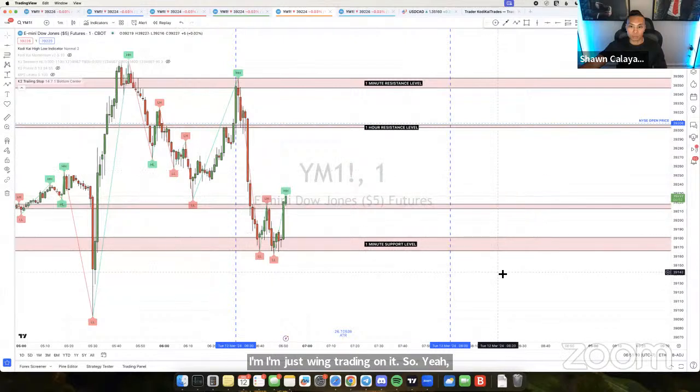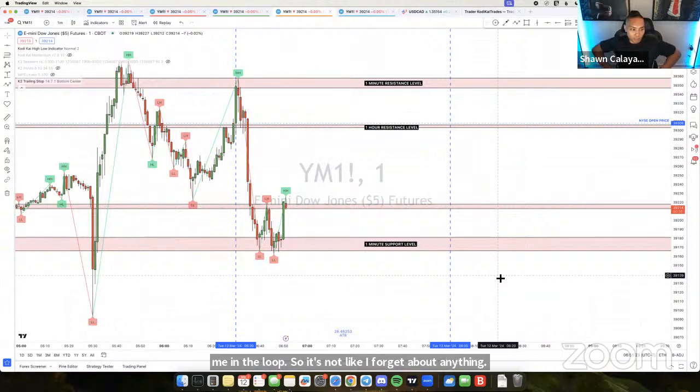Yeah, maybe at some point I'll put more money into it, but I think I'm just gonna put more money into my futures account, because it just makes more sense, right? With the futures. Forex is kind of just a fun thing. It just kind of keeps me in the loop, so it's not like I forget about anything, because I've been trading Forex for a long time. So I still like to trade Forex. I just don't like to be on the charts all day.